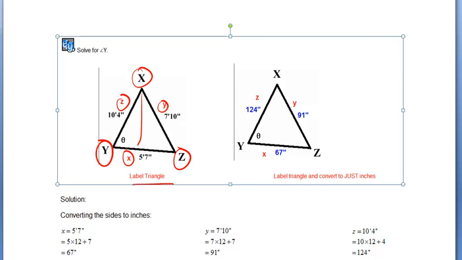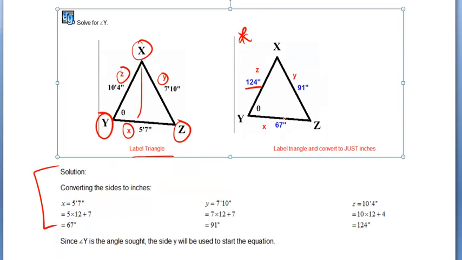And we don't want to work with 5'7" and 7'10", so we convert them all to inches. And we can do it off to the side here, showing the conversions we did, okay? Now we're just going to worry about this triangle and not get confused. So I still have them all labeled. Some people don't like to label them. We keep them all labeled so you know what you're doing.